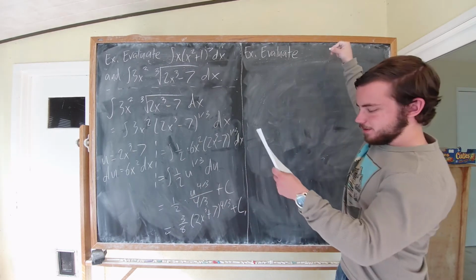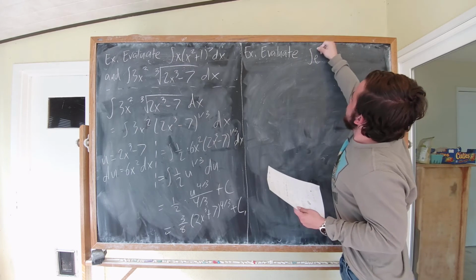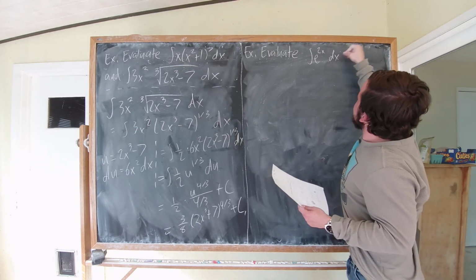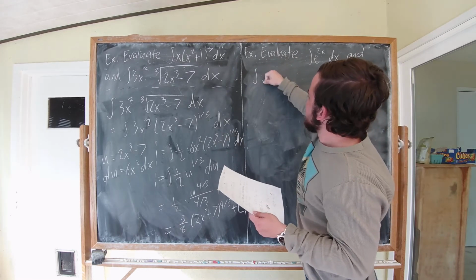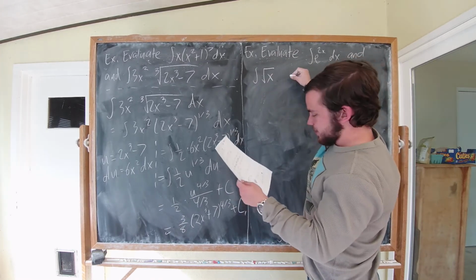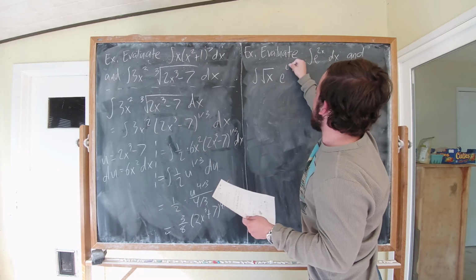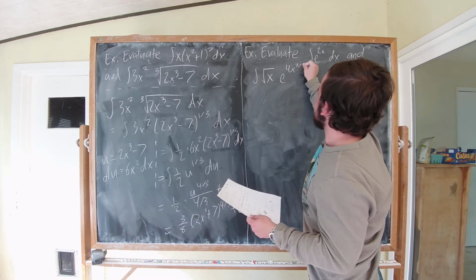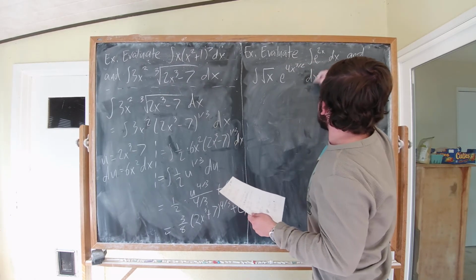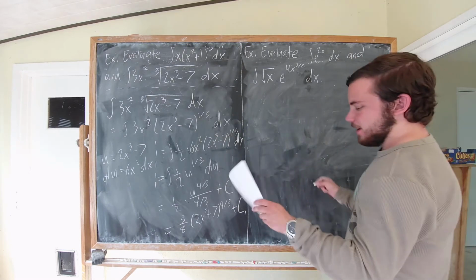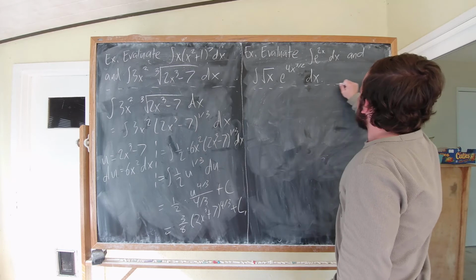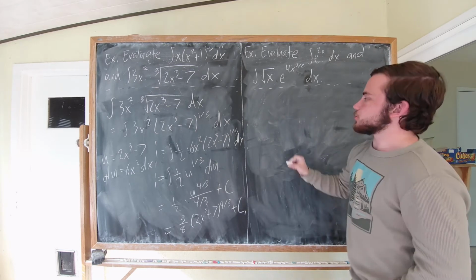the integral of e to the 2x dx and the indefinite integral of the square root of x times e to the 4x to the 3/2 power dx. So one of those is a little more complicated than the other. Let's do the first one.